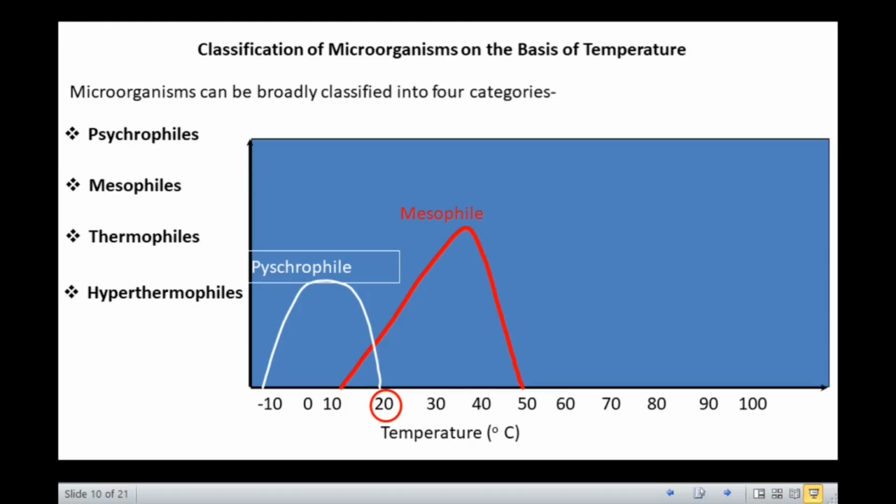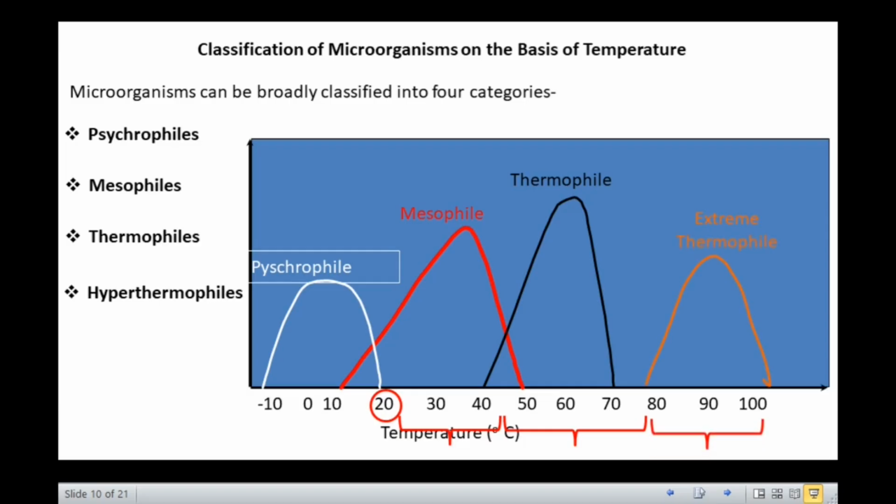Mesophiles are organisms with an optima in the 20 to 45 degrees range, and thermophiles have an optima from 45 to 80 degrees. Finally, those with the temperature optima above 80 degrees are called extreme thermophiles or hyperthermophiles. Some organisms that normally have their optimum growth rate above 20 degrees can also grow at low temperatures, though slowly. These are called psychrotrophs or psychrotolerants.